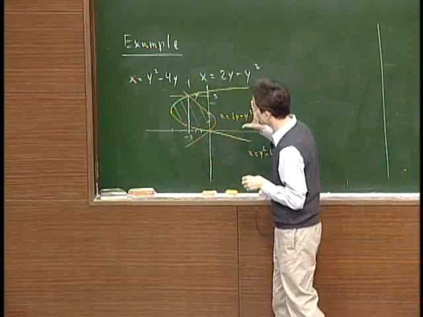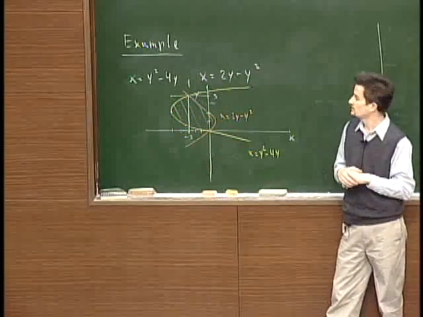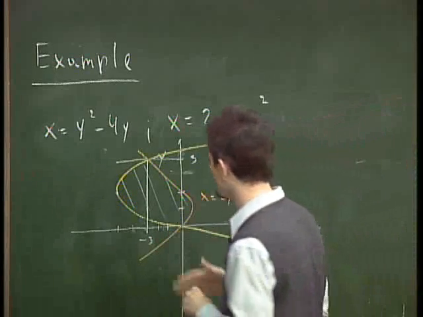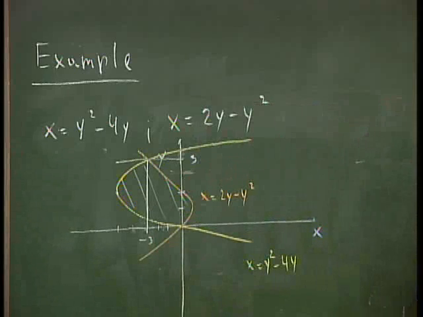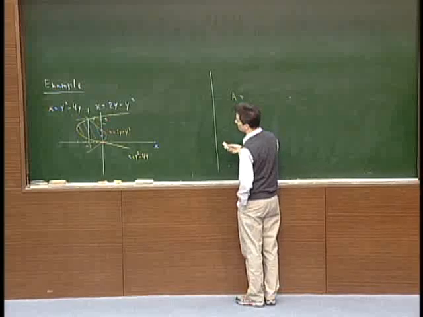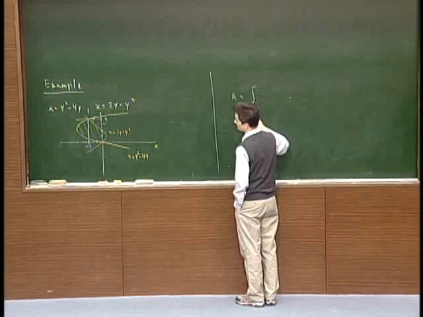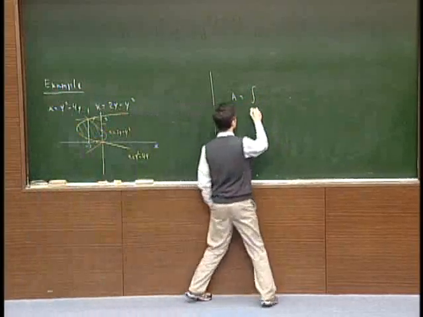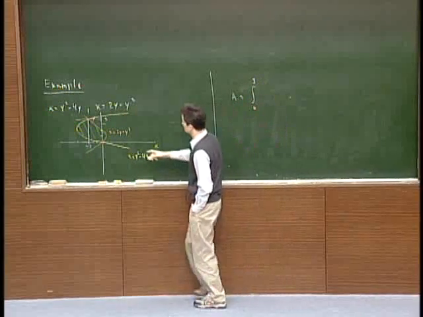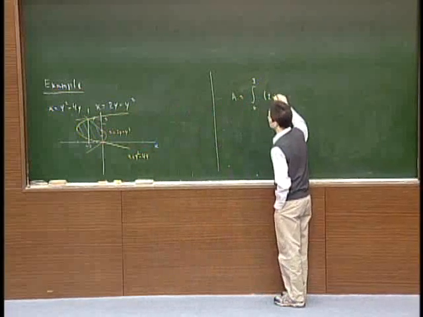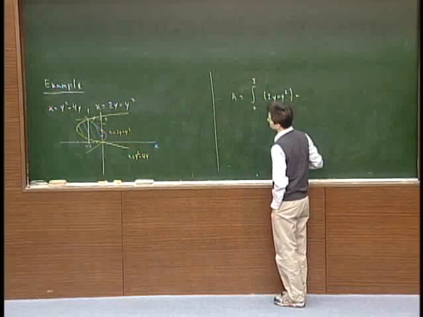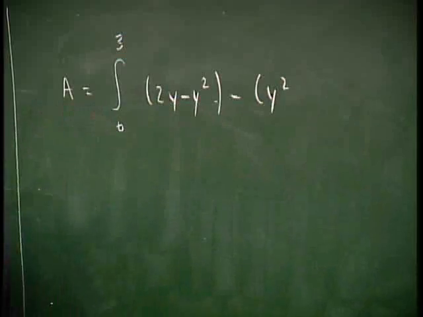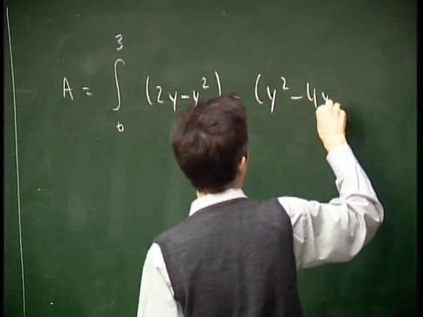So in some situations it's much easier to interchange the role of x and y, and it's easier to find the area. So in this case, you see that the area of this domain is given by the integral. Now we integrate over y, not over x, from 0 to 3. The upper function is the orange one, so you have 2y minus y squared, minus the lower function, the yellow one, y squared minus 4y.